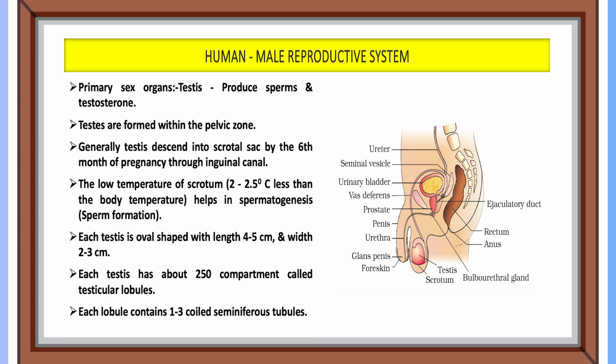The low temperature outside in the scrotum, which is nearly 2 to 2.5 degrees less than the body temperature, helps testes to produce the sperms. Each testis is oval in shape with length 4 to 5 centimeters and width 2 to 3 centimeters. Each testis has 250 compartments called testicular lobules. Each lobule within the testis contains 1 to 3 coiled seminiferous tubules.